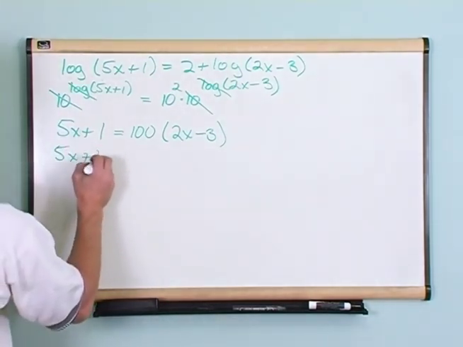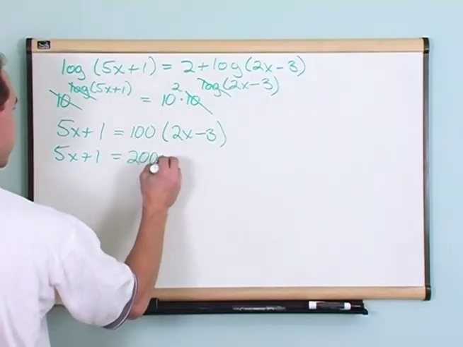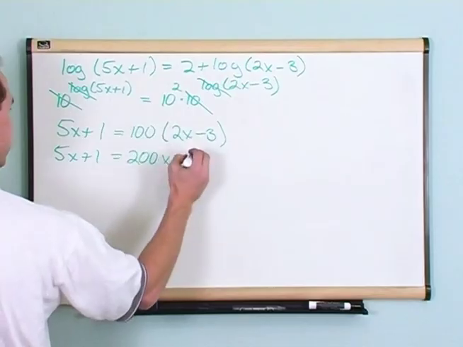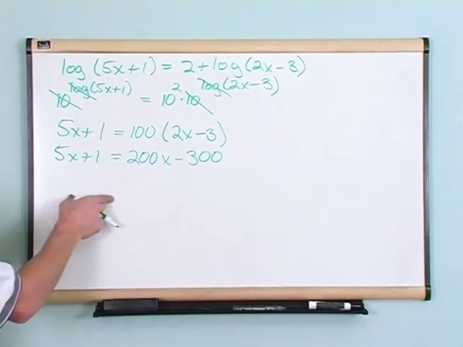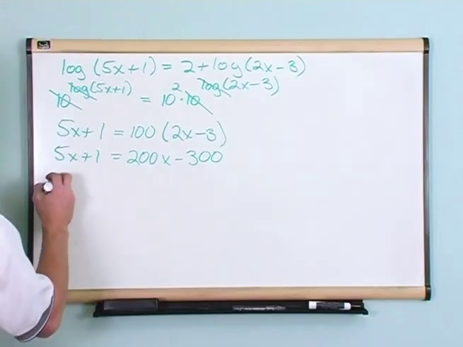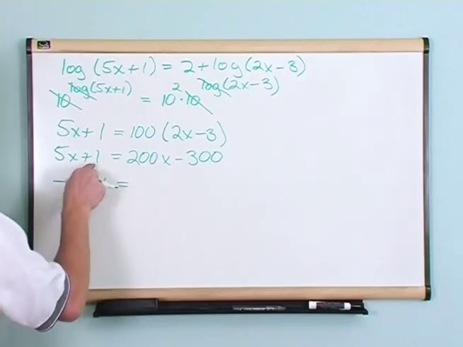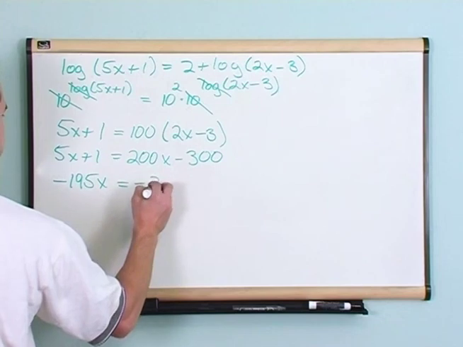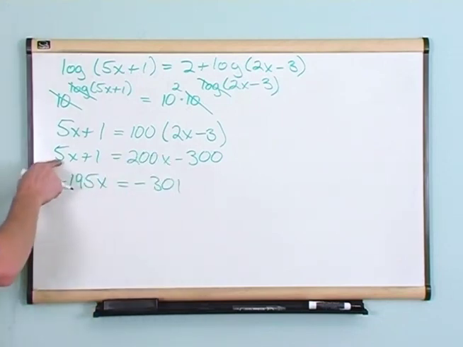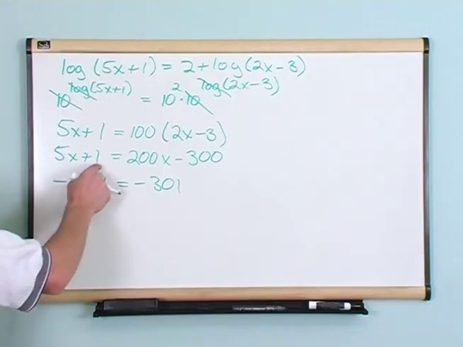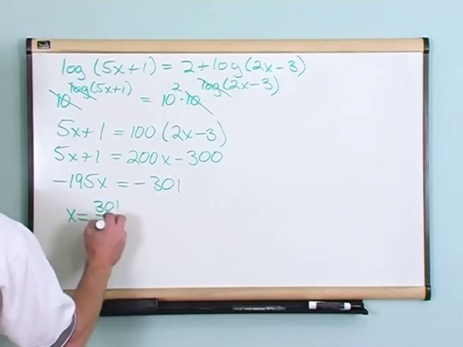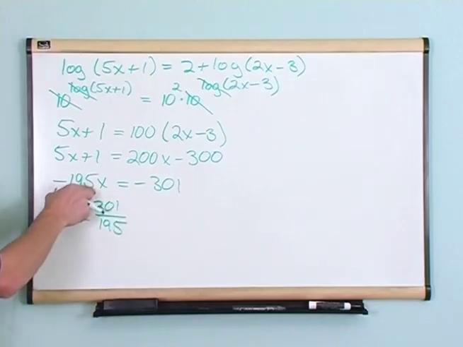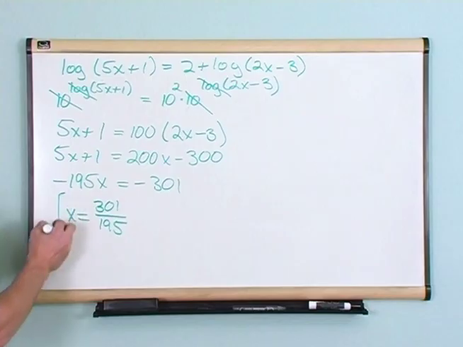So let's distribute the 100 in. 100 times 2x is 200x minus 300, or negative 3 times 100 is negative 300. Okay. And then if I move this 200x over here by subtracting it from both sides, I will have negative 195x equals, and I'll move this 1 over here by subtracting it, it'll be minus 301. So 5x minus 200x gives me this, and then negative 300 minus 1 gives me this. x is equal to 301 over 195. I just divide both sides by negative 195. Of course, negative divided by negative gives me a positive, so this would be the solution.